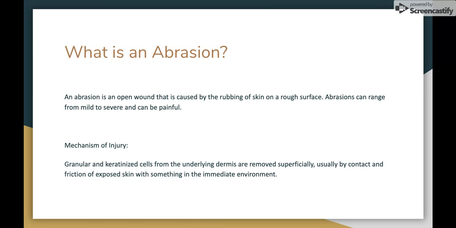What is an abrasion? An abrasion is an open wound that is caused by the rubbing of skin on a rough surface. Abrasions can range from mild to severe and can be painful. The mechanism of injury for an abrasion: granular and keratinized cells from the underlying dermis are removed superficially, usually by contact and friction of exposed skin with something in the immediate environment.